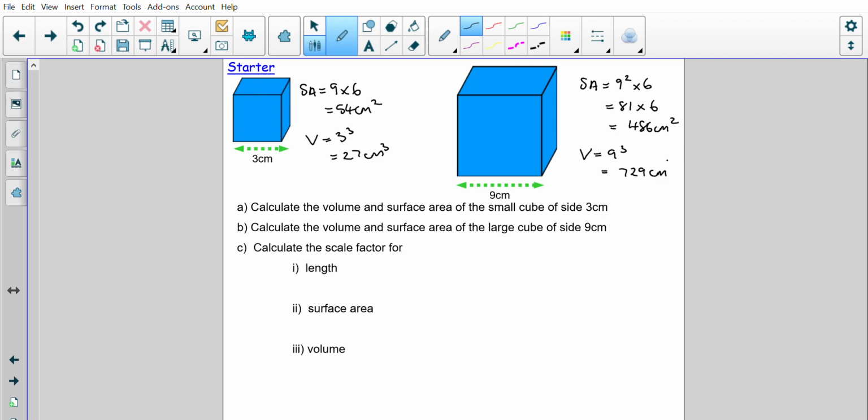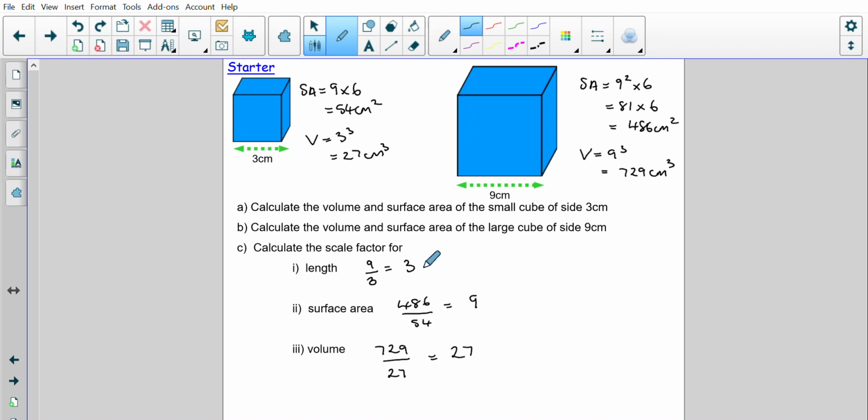So to get the scale factor of the lengths, I'm going to divide the new length by the original length, 9 divided by 3, which gives me a length scale factor of 3. For the surface area, I need to divide the new surface area by the old surface area, which gives me an area scale factor of 9, and the same with the volumes, the new volume divided by the original volume, which gives me a volume scale factor of 27.